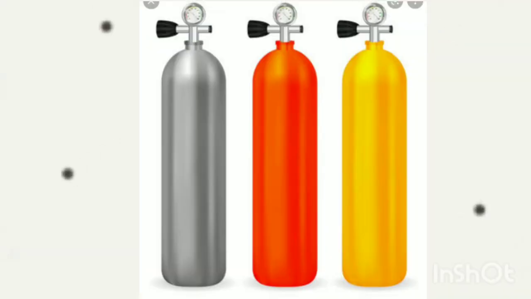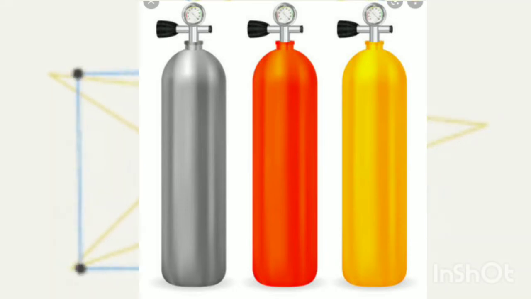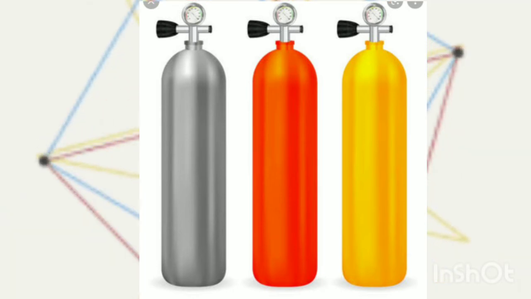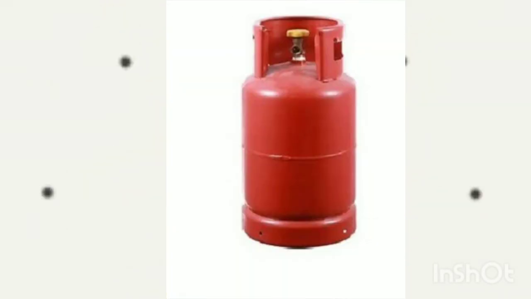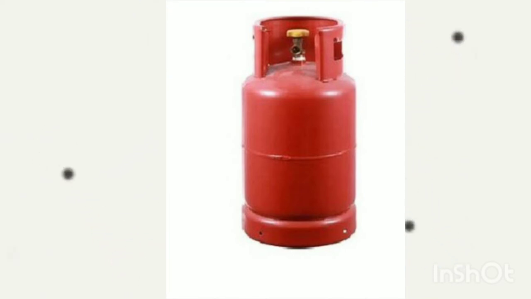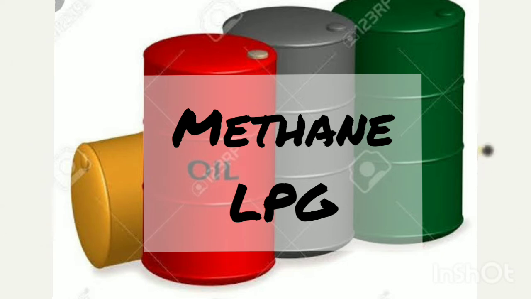Then methane and LPG gas as a fuel. Both methane and LPG have fairly high calorific values. They burn with a smokeless flame, they do not produce any smoke, and they do not cause air pollution. So methane and LPG gases are used as fuels in our day-to-day life. They can be stored easily and transported in cylinders and through pipelines, so they are used for domestic purposes.